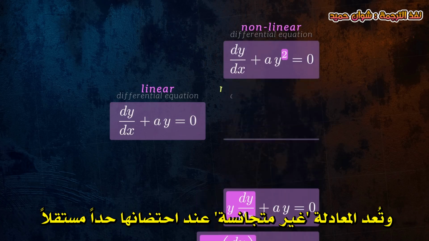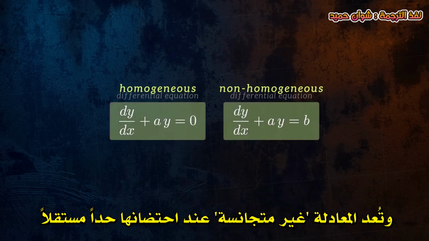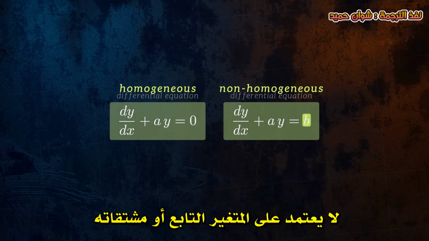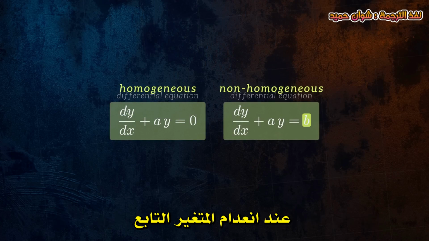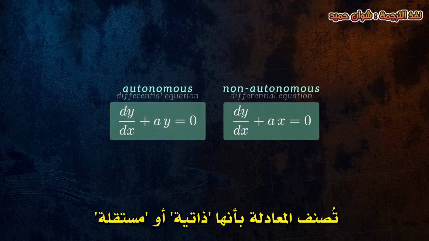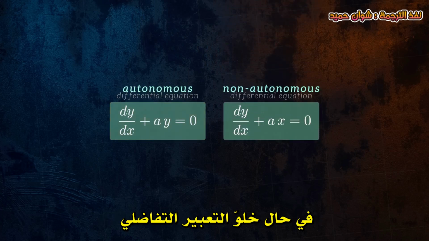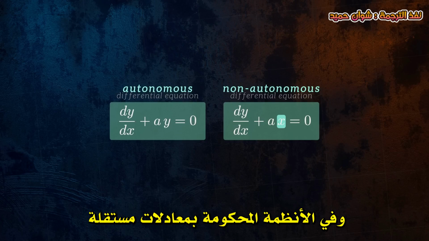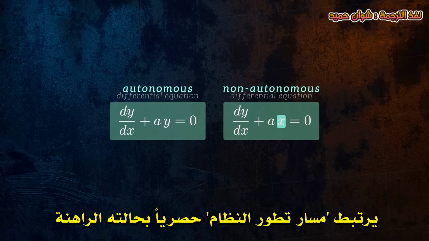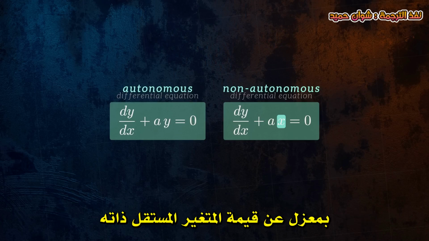It's non-homogeneous if there's a term that doesn't include the variable or its derivatives, meaning the whole equation would be non-zero if the dependent variable was set to 0. And it's autonomous if the independent variable doesn't appear in the equation, and no terms depend on it. In systems defined by autonomous equations, the evolution of the system only depends on the current state of the system, not on the independent variable itself.